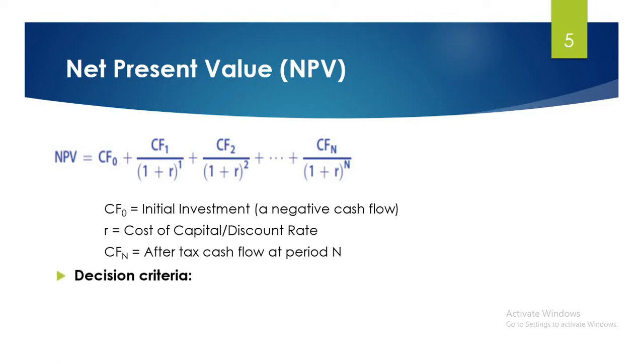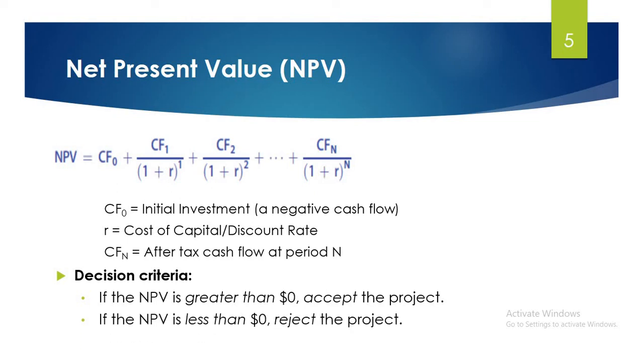So how do we decide whether the project is accepted or rejected based on NPV? If the NPV is greater than 0 or positive, we will accept the project because this project will add value to the shareholders. And if the NPV is less than 0 or negative, we will reject the project because if the NPV of project is negative, it will destroy the value of the shareholders.